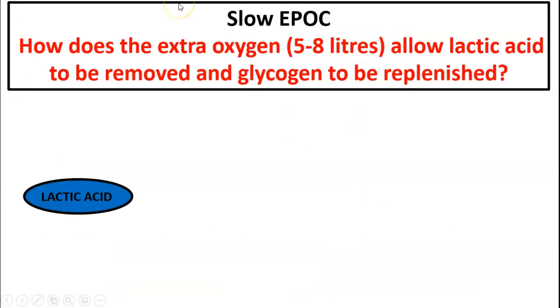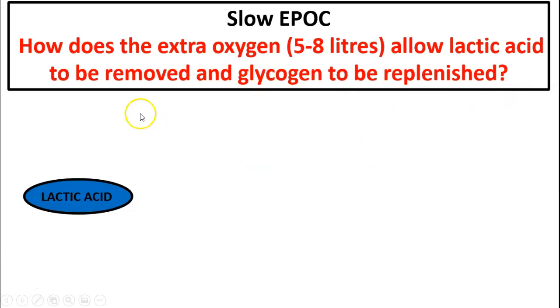So the key question for us, and this is where you've got a choice here. This is an optional slide. What I want to show you now is visually the process, how we use the 5 to 8 litres of extra oxygen that we got from having an elevated respiratory rate and an elevated heart rate. So how we use the oxygen to actually allow us to remove lactic acid and to replenish glycogen. So you don't have to make notes on this. You can just watch it. There will be a slide after this that will allow you to make notes.